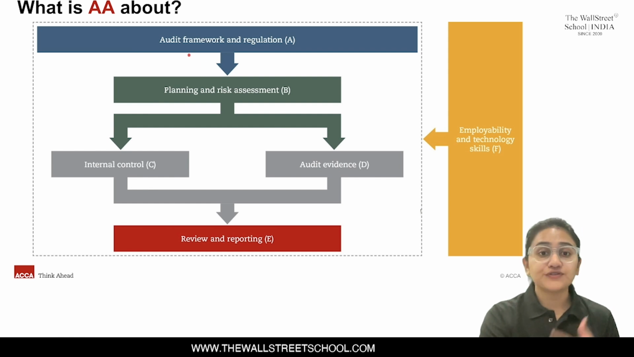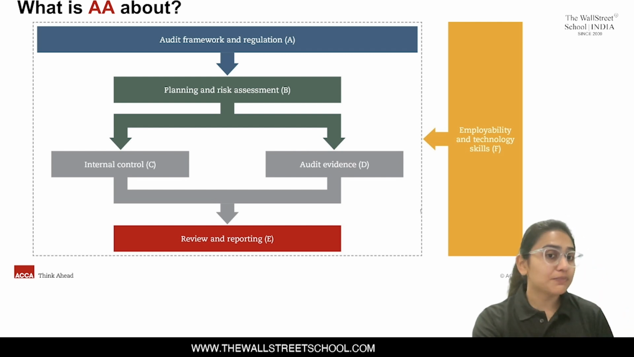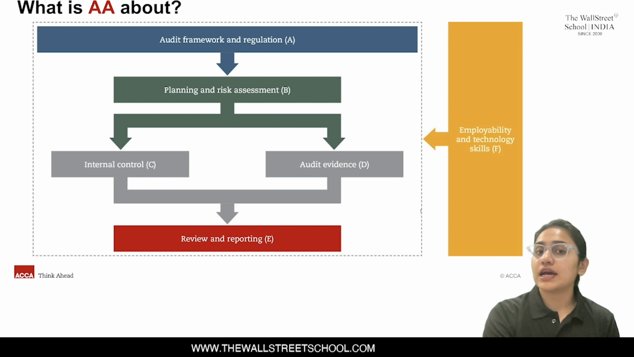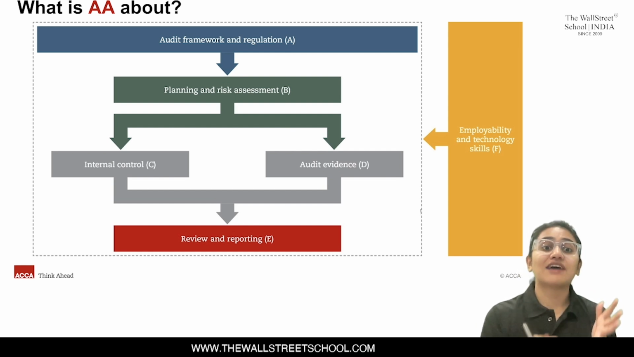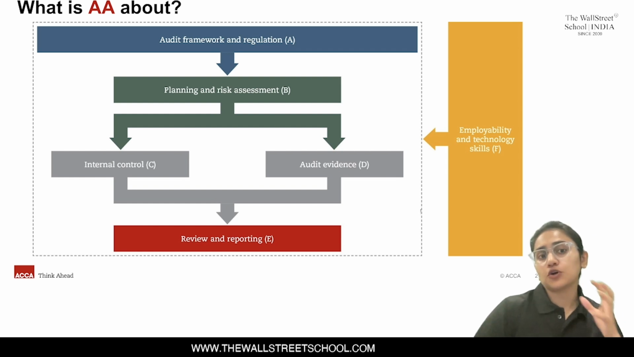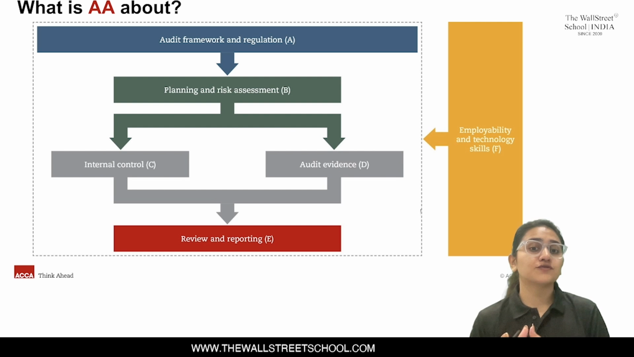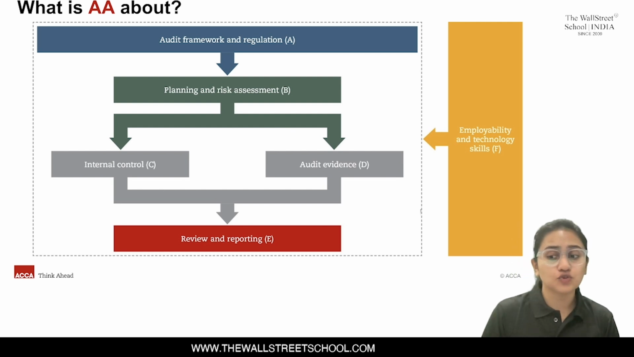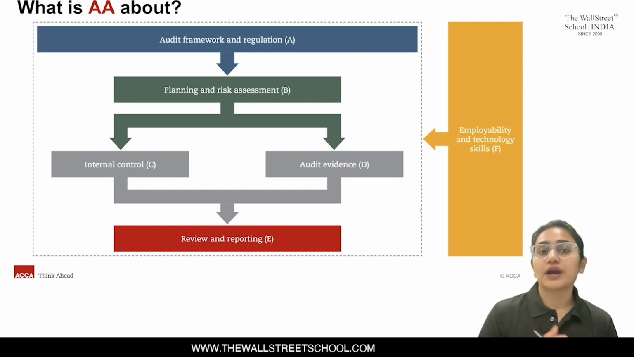We have audit framework and regulation, that is the A part of the syllabus. Then, coming to the B part of the syllabus, we have planning and risk assessment. Coming to the C part of the syllabus, we have internal controls. So, we're going to talk about the internal controls of the company. Then we have the D part of the syllabus, which is audit evidence. So, we're going to talk about complete evidence that is gathered during conducting the audit. And the E part of the syllabus is review and reporting.